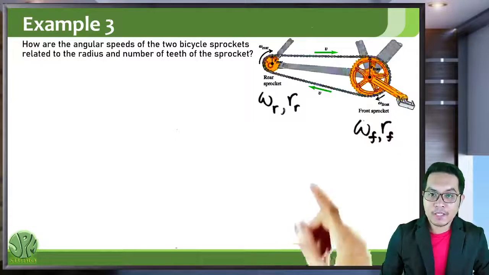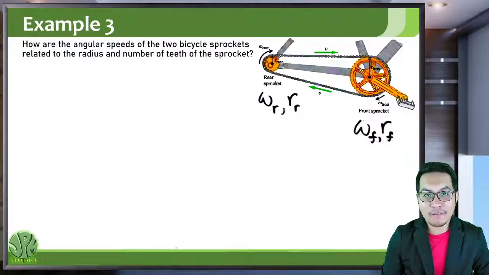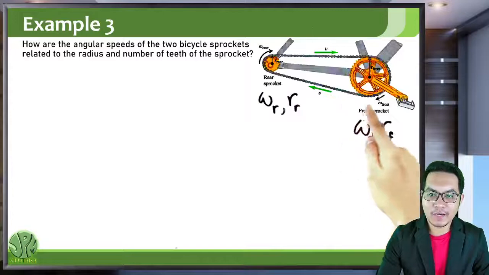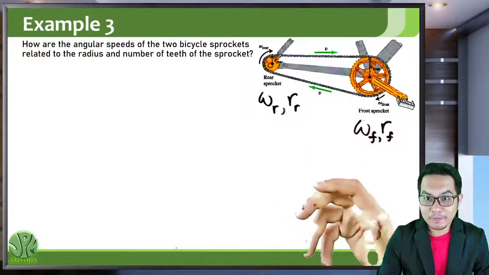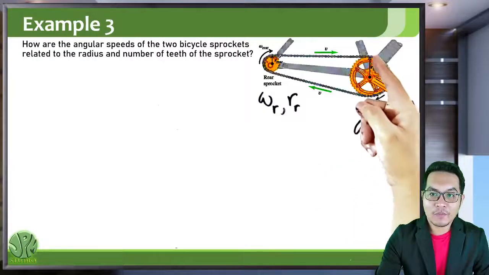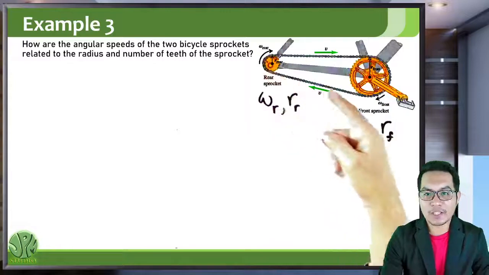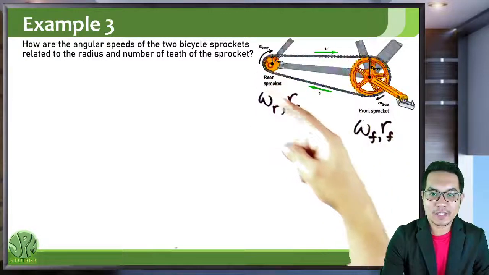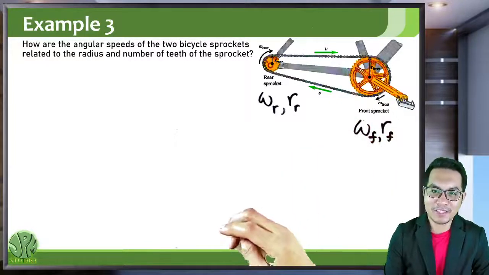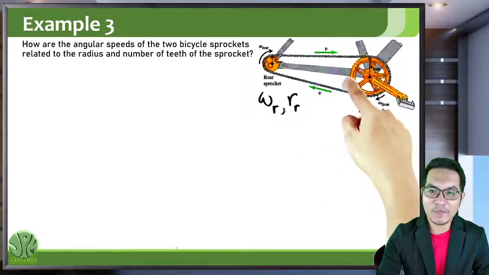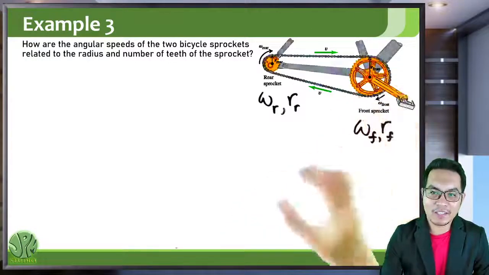Now, what they have in common is they have the same tangential velocity because they are connected by this chain here. And this chain will actually not slip. It will actually roll or rotate without slipping. So this chain will rotate without slipping, because if the chain slips, that's already a problem with your bike. Maybe your teeth or your gears now need replacement.